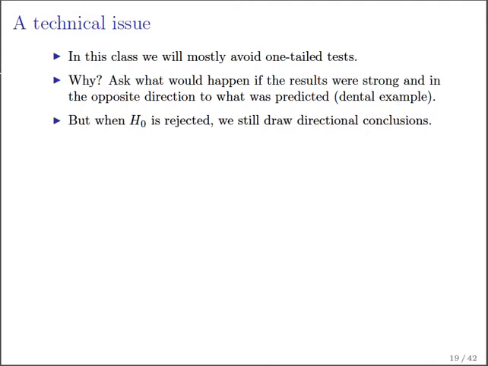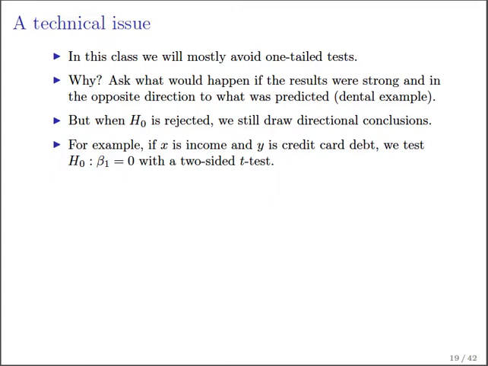But when the null hypothesis is rejected, we still draw directional conclusions. This assumes that it's a test for a single regression coefficient or a single difference between means or something, basically a one degree of freedom test where it's possible to see a single direction. But we'll still draw directional conclusions when the null hypothesis is rejected. For example, if X is income and Y is credit card debt and we're doing some kind of simple regression, we might test the null hypothesis that beta 1 equals 0 with a two-sided t-test.